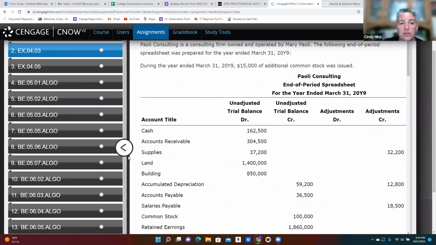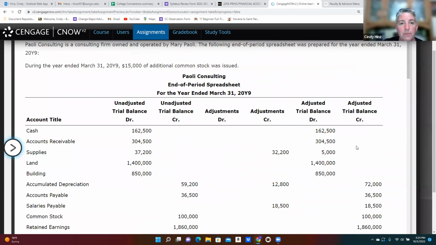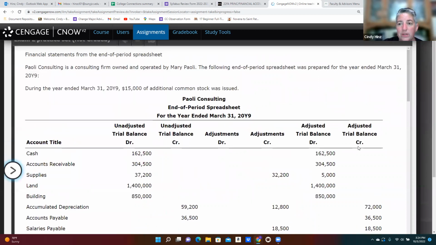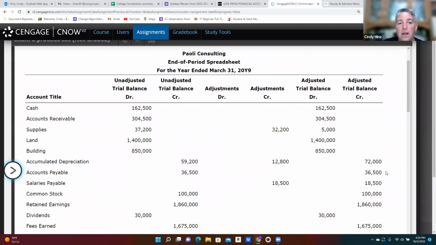So let's move on to our second exercise, and I'm going to collapse that on the side just so that this can appear full screen. This is the end of the period spreadsheet. Now, we did not prepare any of these, but we did see this. We did talk about what would be included here. Preparing these spreadsheets was part of the appendix, one of the appendices to this chapter, which you're not responsible for preparing, but you should understand what is here.